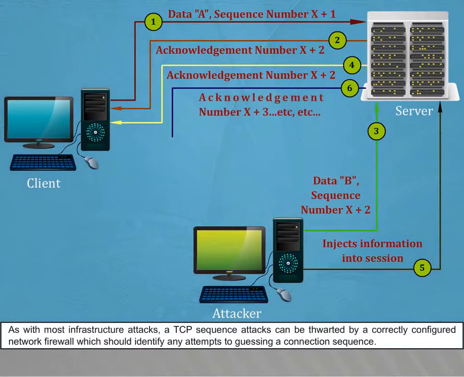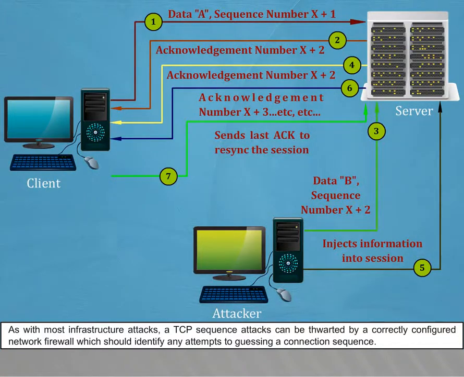As with most infrastructure attacks, a TCP sequence attack can be thwarted by a correctly configured network firewall, which should identify any attempts to guess a connection sequence.